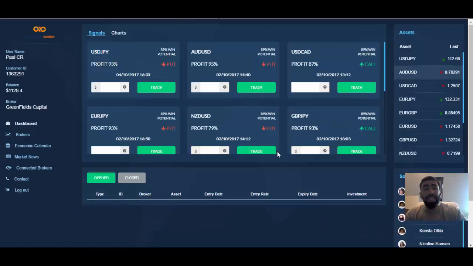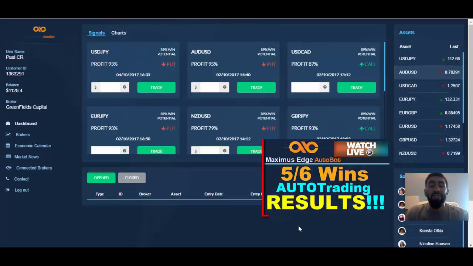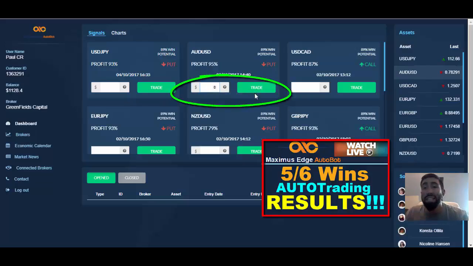So guys, just in case you're joining us for the first time today, earlier this morning we posted a video, and in this video we went over the simplest form of using Maximus Edge Autobot, which is of course using its automated features. This is an automated trading software, guys, so it automatically analyzes the markets for us, and it provides us with a number of signals that we can follow, as you can see. All you have to do as a trader is simply type in the dollar amount and click the trade button, and these trades will be automatically placed onto your broker. So that is the automated feature of the software.